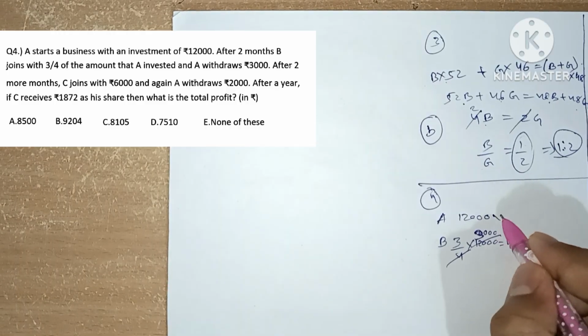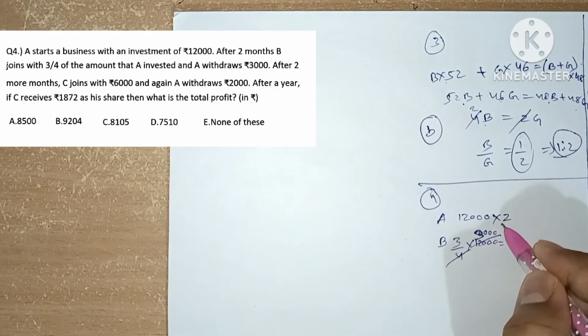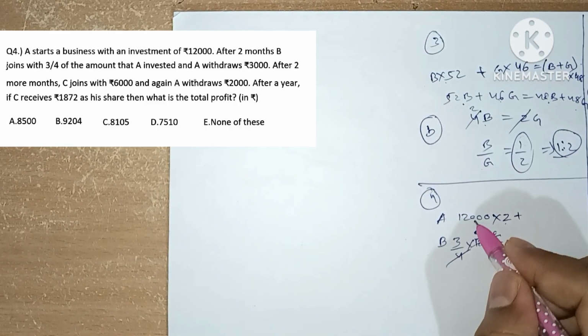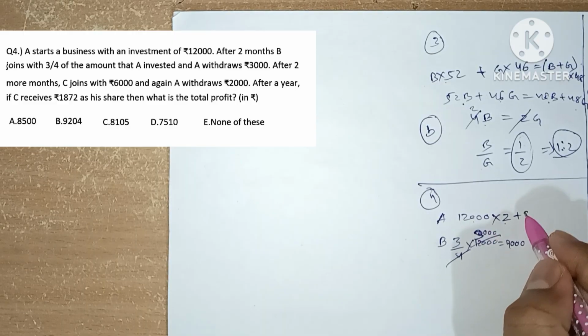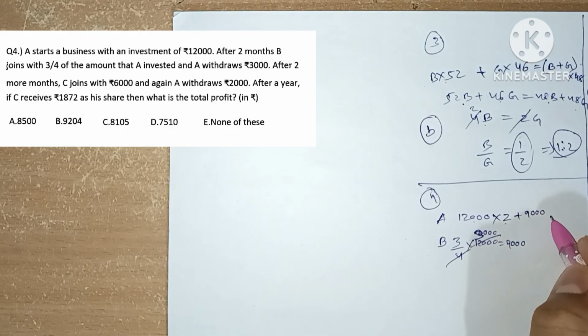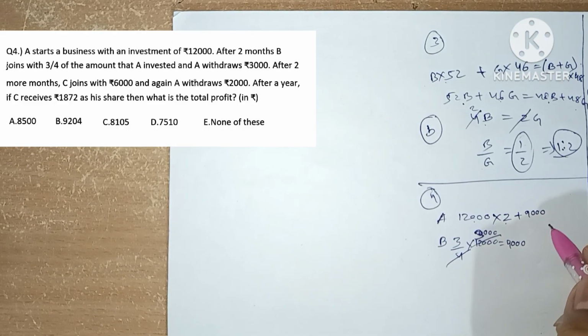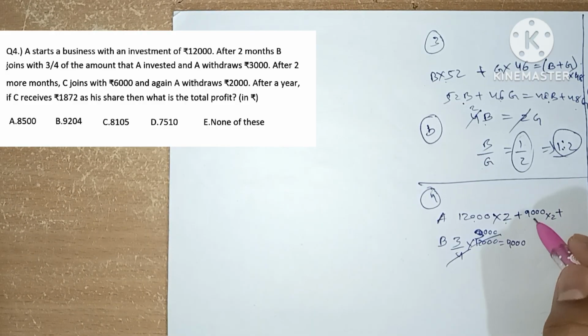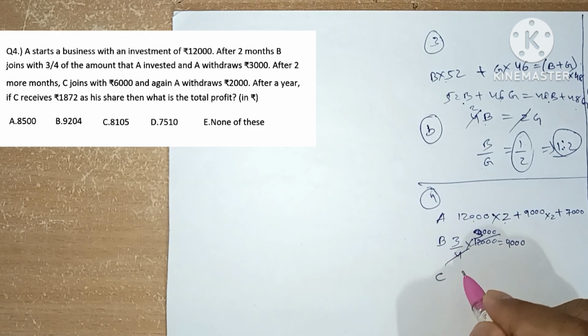And A withdraws 3,000. So for 2 months after 3,000 withdrawn means 9,000 left. After 2 more months, C joins with an investment of 6,000 and again A withdraws 2,000. So after 2 months, again A withdrawing 2,000 means left with only 7,000, and C joins with an investment of 6,000.